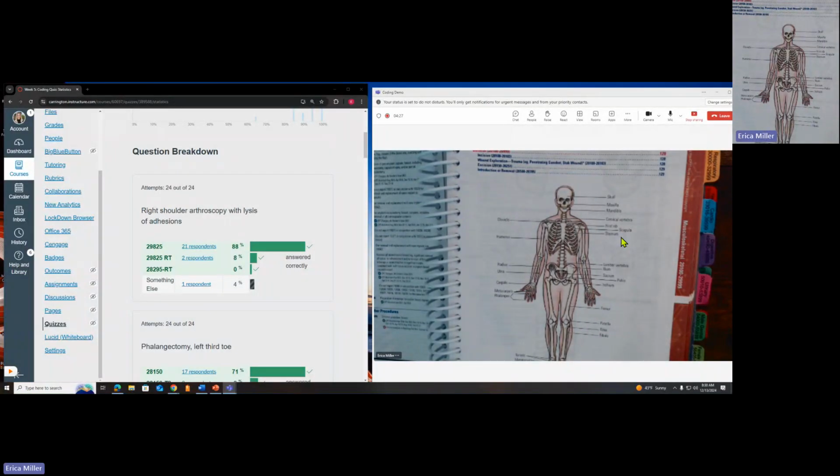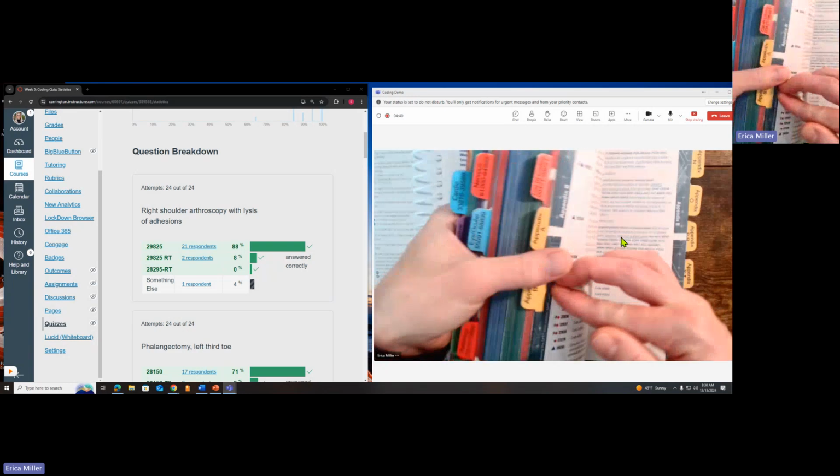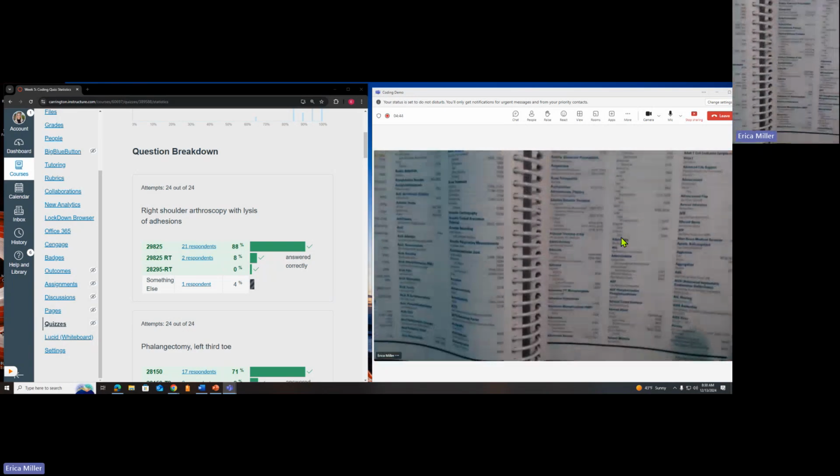Let's start with question number 1. Right shoulder arthroscopy with lysis of adhesions. So your first step is to identify the procedure. The base procedure is arthroscopy. So we're going to go inside of our index.